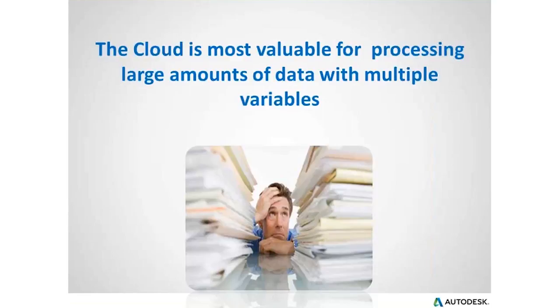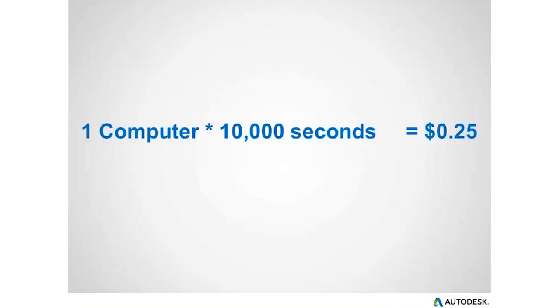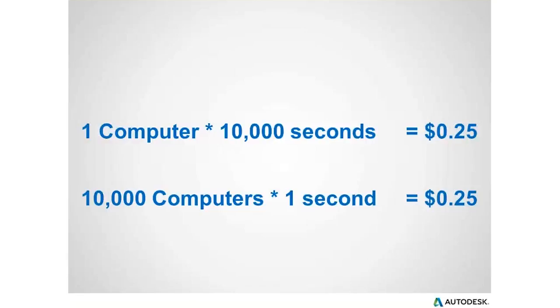So my favorite part, right, about the cloud, this is where I think the most valuable aspect of the cloud comes into play, when you're dealing with large amounts of data with lots and lots of variables. So if you were to run just an average size computer, just your average Joe computer, not an amped up one, for 10,000 seconds, it costs about a quarter. If you were to run 10,000 computers for 1 second, it costs you about the same amount.